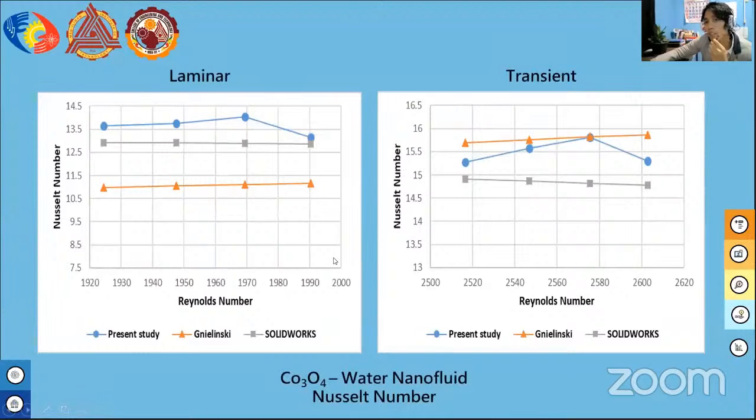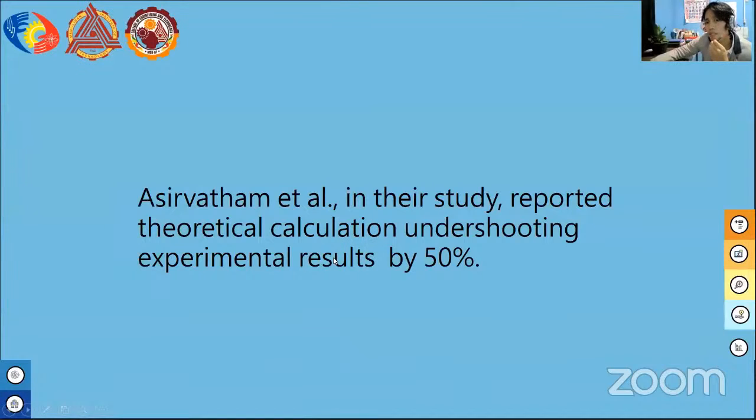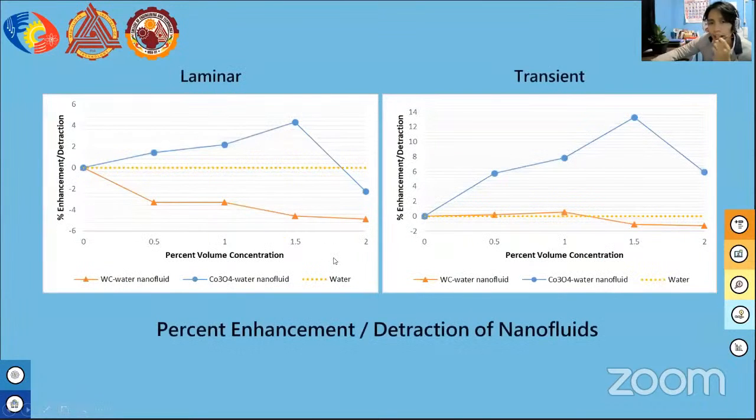The same is observed for cobalt oxide nanofluid in terms of discrepancy between the different methods employed to calculate the Nusselt number, with the theoretical results underestimating and overestimating for laminar and transient conditions, respectively. But for both nanofluids at both regimes, the experimental and simulated results had a better agreement, with an average percent difference of 3.85%. Such discrepancy between theoretical calculation and experimental data can also be perceived in a certain study, wherein theoretical calculations undershoot experimental results by 50%.